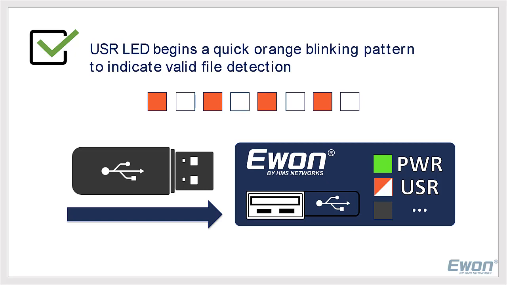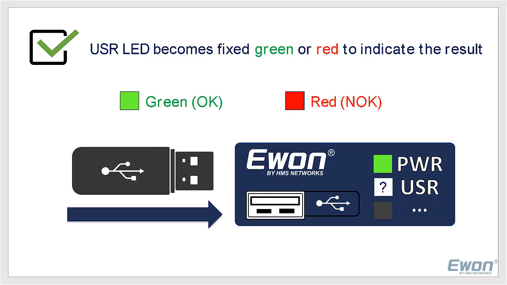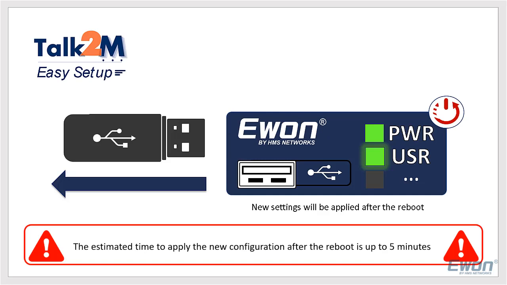The user LED will begin to quickly blink orange to indicate that it has identified valid configuration files on the drive. Then, the user LED will begin blinking more slowly orange to indicate the files are being processed. When the user LED becomes solid green, the files have been processed. When you remove the USB drive at this point, the Ewon will reboot and the new communication settings will be applied.